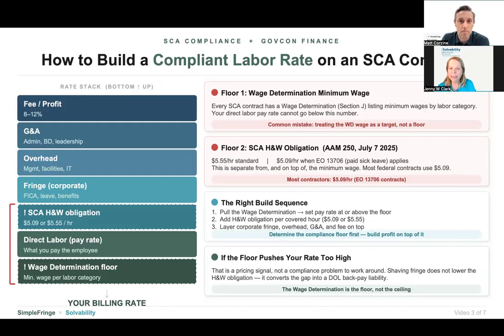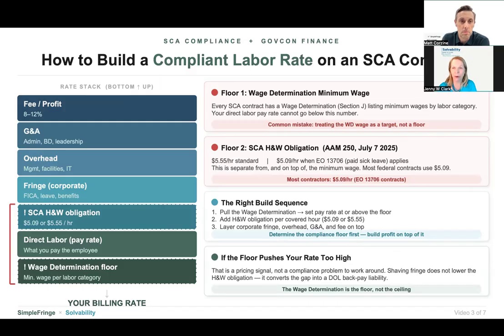Yeah. So the last thing you put down here is if the floor pushes your rate too high. And I think we're talking about that from a pricing standpoint. You wrote that's a pricing signal, not a compliance problem to work around. We don't want to shave fringe to try to make your price the right one.